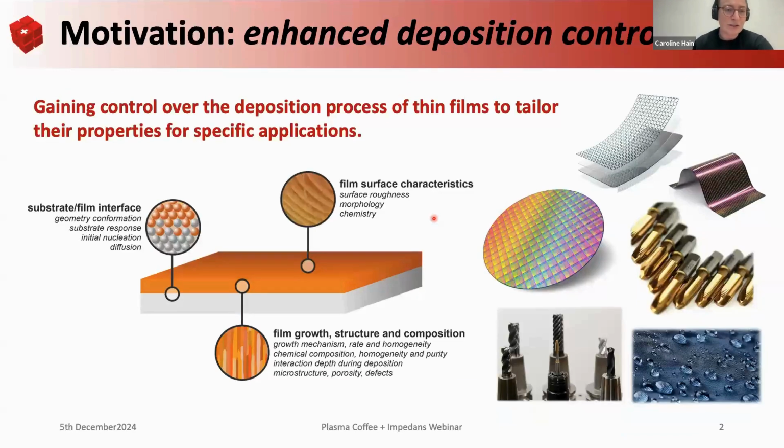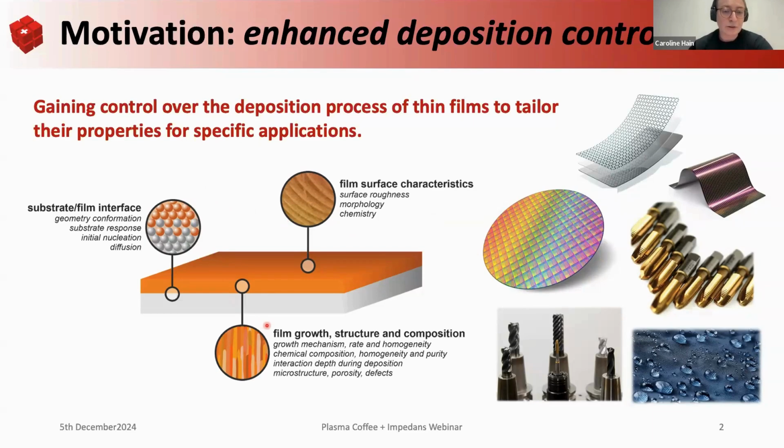Right, so this is the motivation, right? We have a material we want to deposit in the form of a thin film, and for it to attain the desired properties for a specific application, which can range from hard coatings like wear-resistant coatings, optoelectronic, hydrophobic, all kinds, we need to meet these specific requirements already, starting from our substrate to film interface, so looking at conformality, substrate response, nucleation, diffusion processes, continuing to film growth.